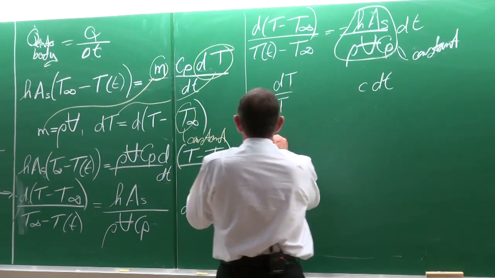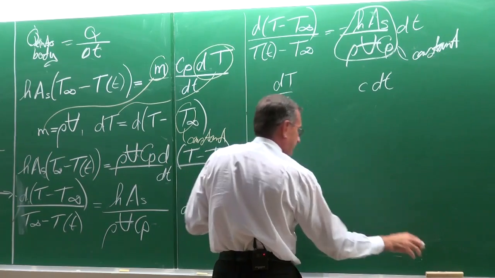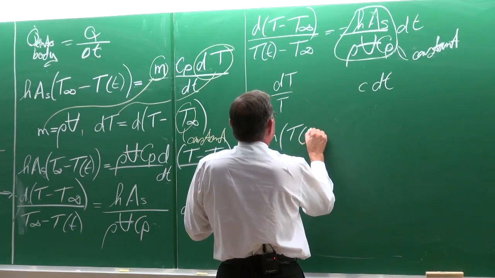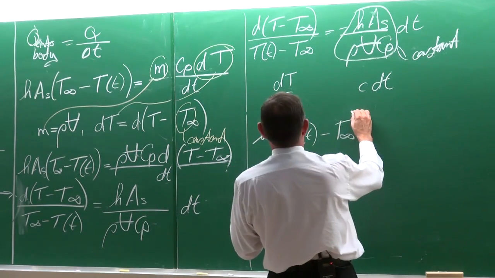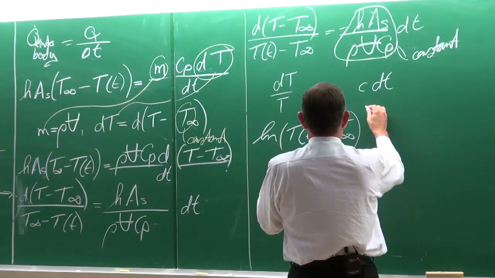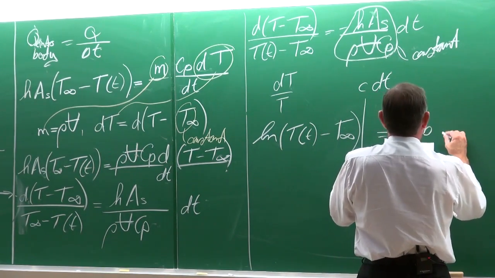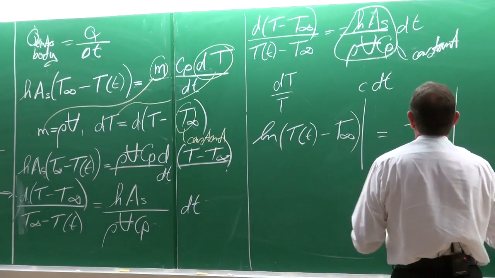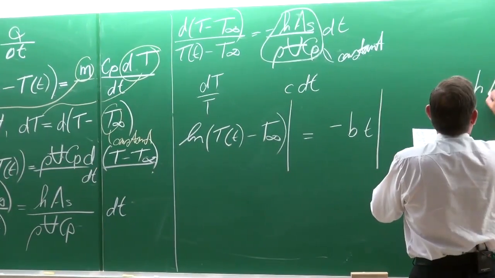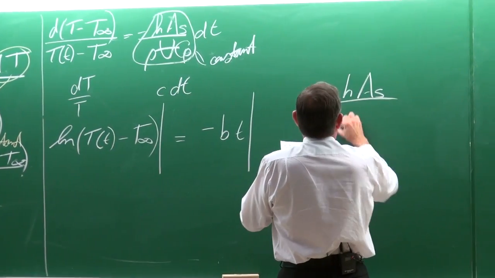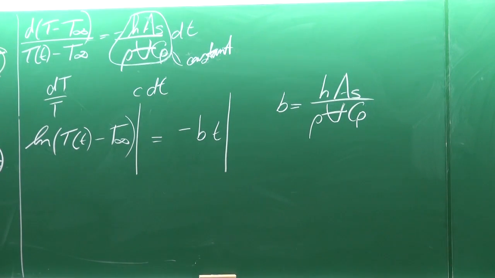Right. So if we now go through the integration, we get the ln of the temperature, T minus T infinite, like that, is then equal to minus BT, where B is equal to the heat transfer coefficient times surface area, divided by rho, the volume, and Cp. It's just a constant.